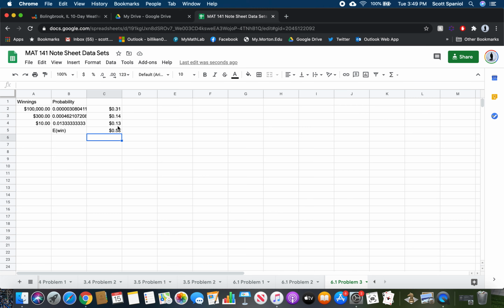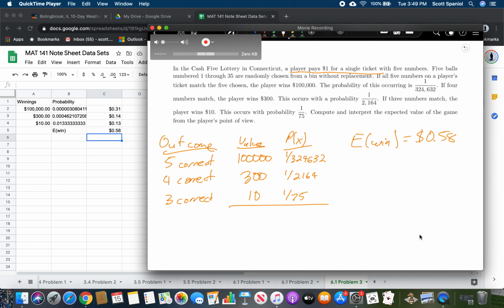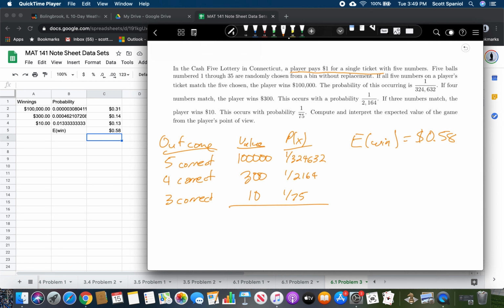Now the problem with that is that is not the value of the game from the player's point of view, because what does the player still have to do? Every time they play, they have to pay $1. So if on average they win 58 cents, but they had to pay $1, they're actually losing money. So we have to subtract $1, and their actual value is negative 42 cents. Because on average they win 58 cents, but if you pay $1 to play, you're losing money each time. If every time you pay $1, you get 58 cents back, you're losing 42 cents each time.